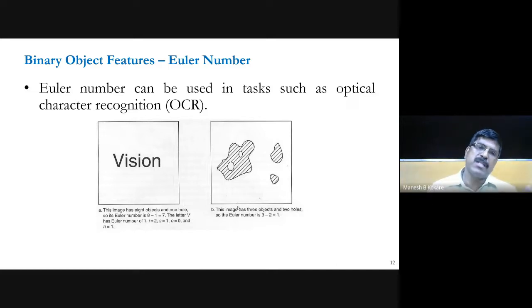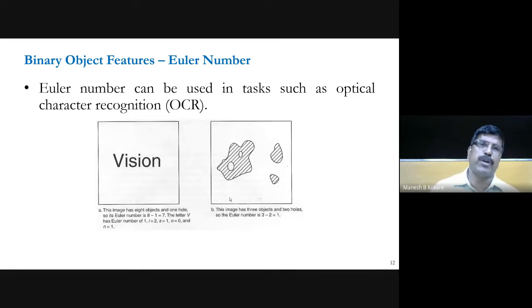So the Euler number is basically translation, rotation, and scale invariant. But there may be two letters which have the same Euler number. For example, A has Euler number equal to 0. Q also has 0 Euler number, or O also will have 0 Euler number. So there are images which have the same Euler number, and that will cause confusion. So this is the problem with the Euler number. But the advantage is that it is rotation, translation, and scale invariant.